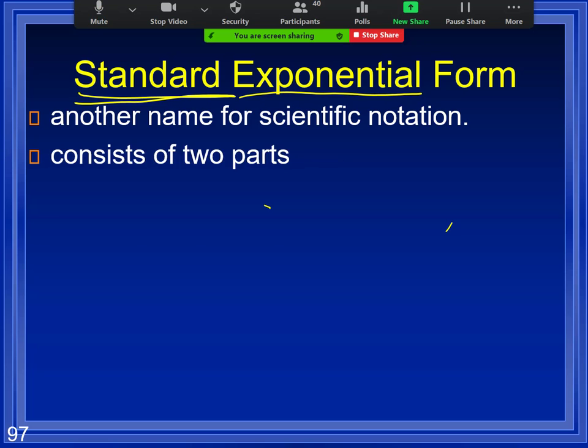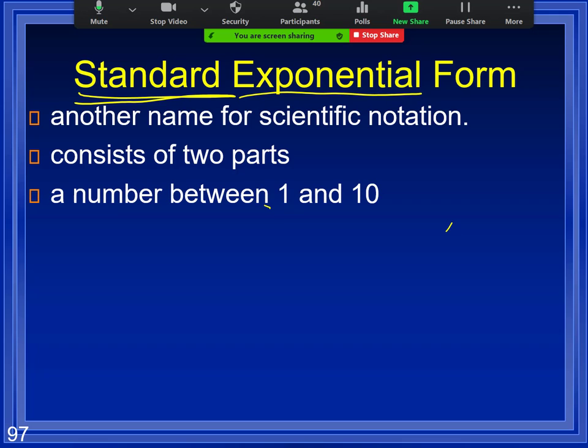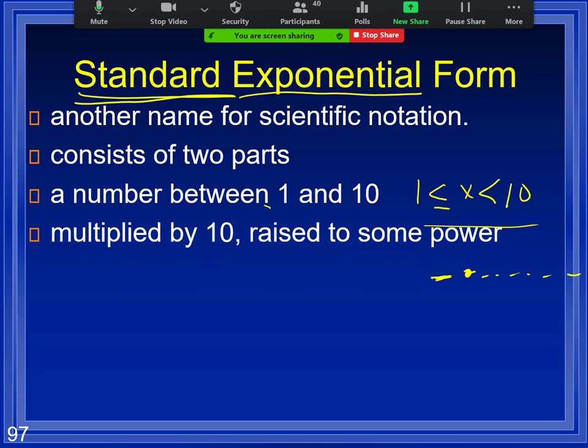So in standard exponential form, there's 2 parts to it all the time. A number between 1 and 10. And it can be equal to 1, but not equal to 10. Okay? The reason why they're so specific, because if you follow those rules, every number will have 1 digit, then a decimal point, then any other digit will be after the decimal point. Okay? And then you're going to take that and you're going to multiply it by 10 raised to a power. That's the exponent part.